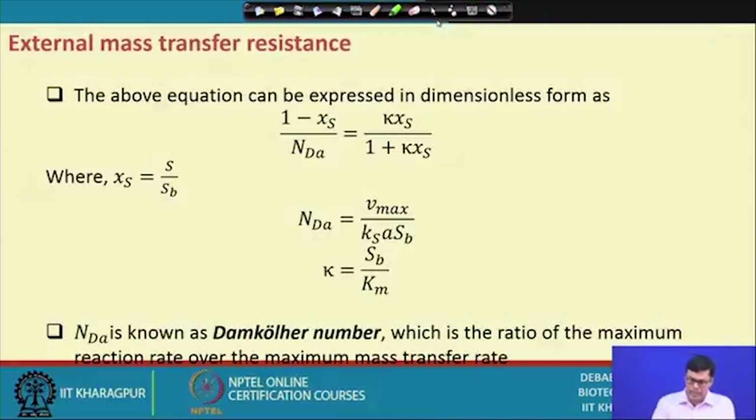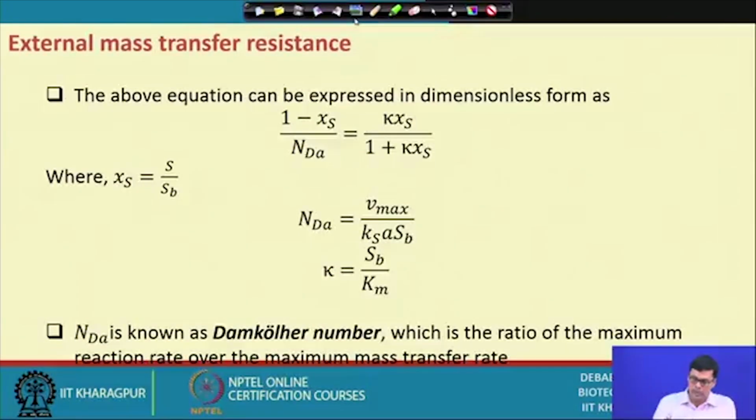If we put all these values, we will come across this equation: (1 minus xs) NDA equals k xs divided by (1 plus k xs). Now, k is equal to Sb by Km, that we can easily find out.